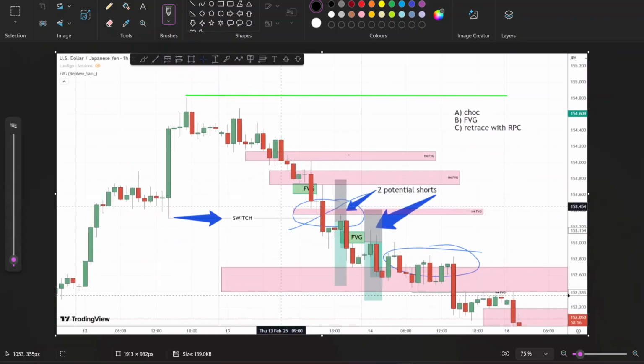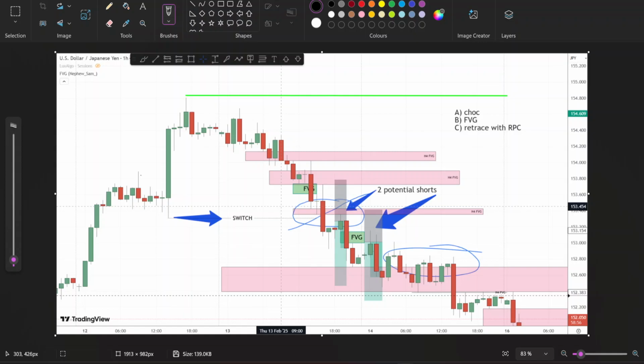So I prepared some images. This is dollar yen, 1 hour, and these two I did not see the trade after I took, but yeah. So I'm going to give my ideas on these.